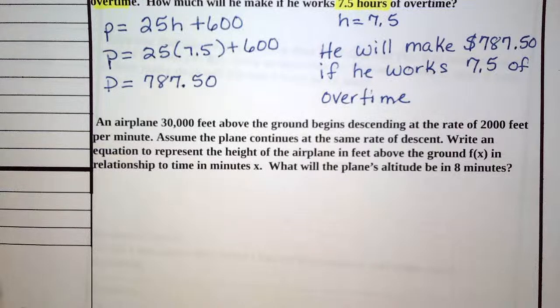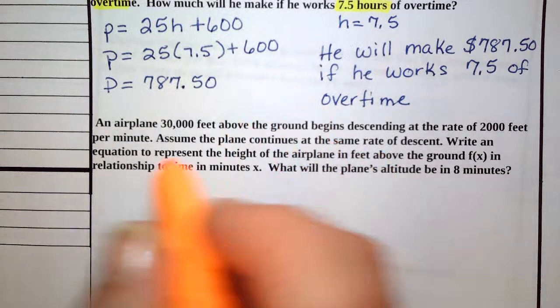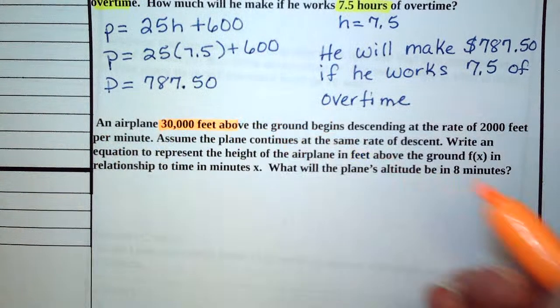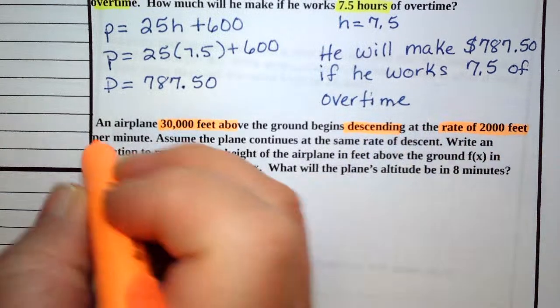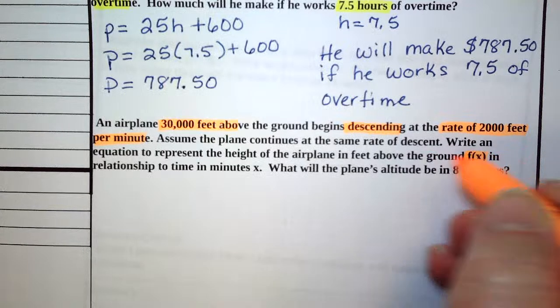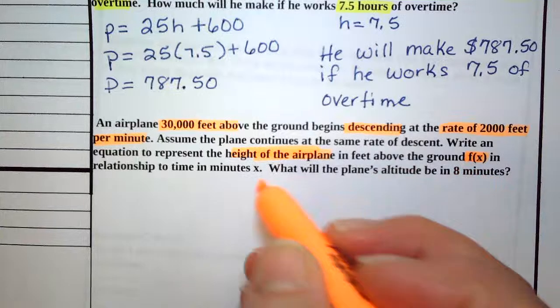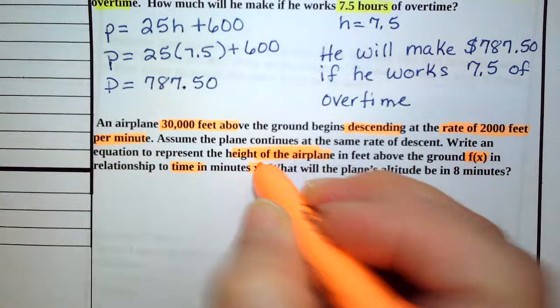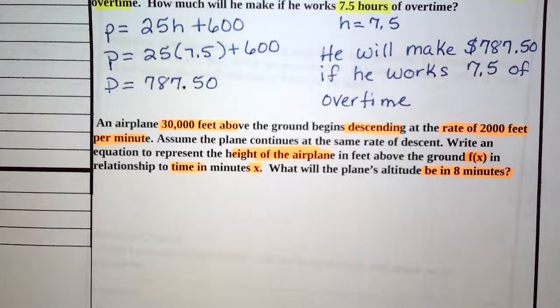So if we're looking at this, I understand what it's asking, so now I highlight the important numbers that I will be using. So we're talking about 30,000 feet above the ground, descending. The rate is 2,000 feet per minute. And we know that the height of the plane is f of x, and the time is x, and we want to know about 8 minutes.